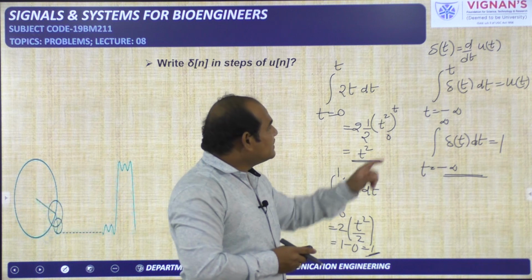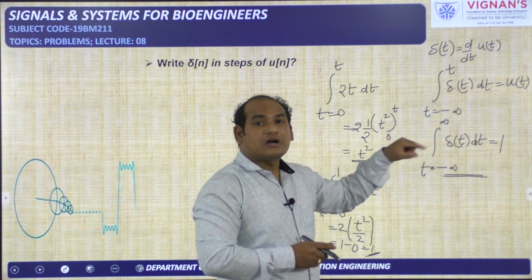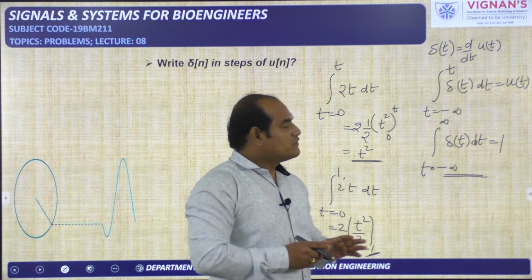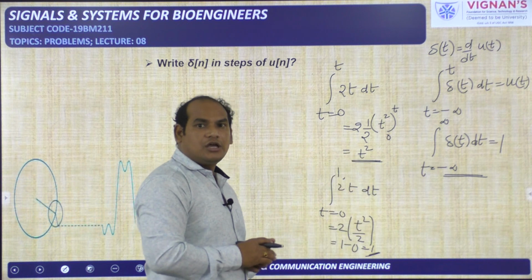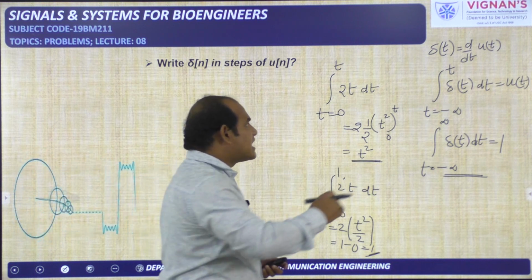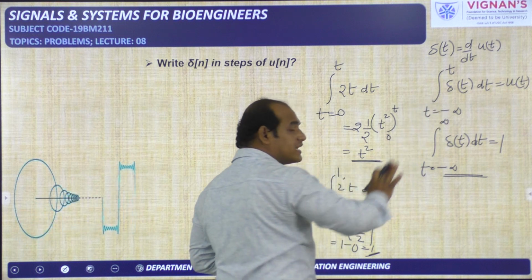Okay, so with this example only, you can conclude that the limits are also very, very important. So in the signals and systems subject, don't forget to mention the limits. Limits will also matter. Okay, that is the thing.